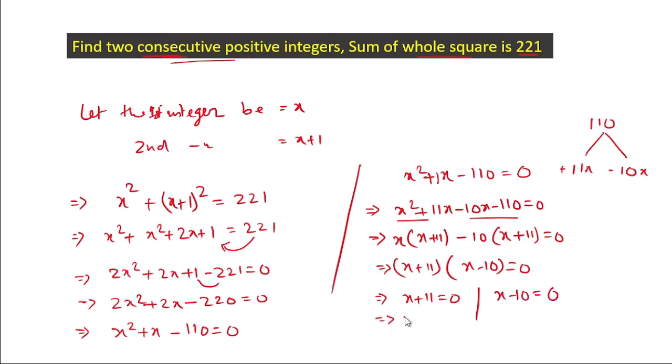Here we'll take the value of x is minus 11. Here the x is equal to 10. So the integers they have given are positive integers, so we cannot take the value of negative integers. So we'll take the value of x means 10. So the next number will be 1. The value of x is 10 here. For the next integer, the value will be 10 plus 1, that is 11.